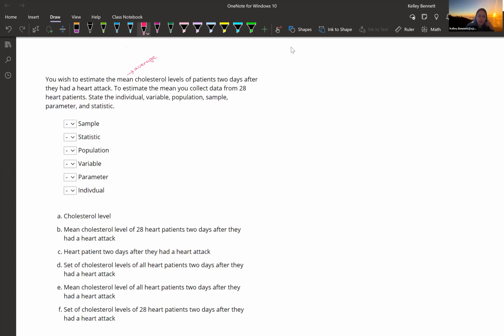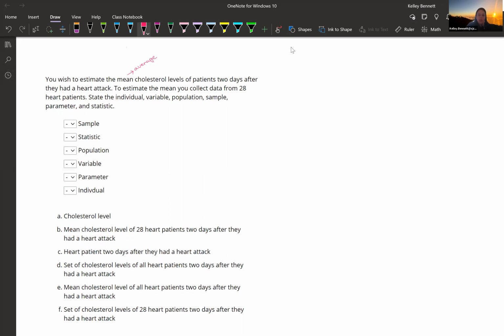So we wish to estimate the mean cholesterol levels of a patient 2 days after they had a heart attack. And to estimate the mean, we collect data from 28 heart patients. So how can we determine what is a sample, statistic, population, variable, parameter, who's the individual, et cetera.